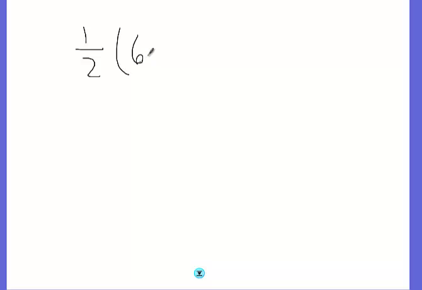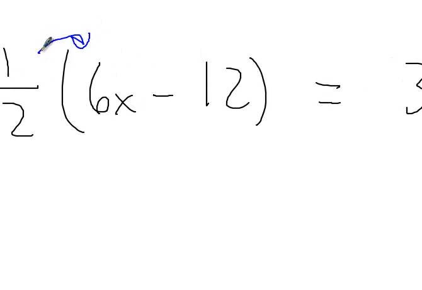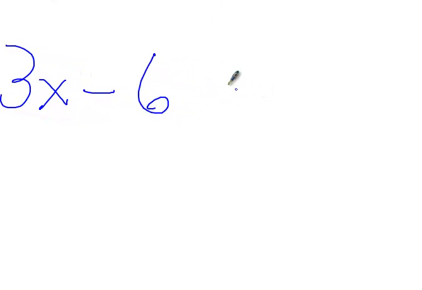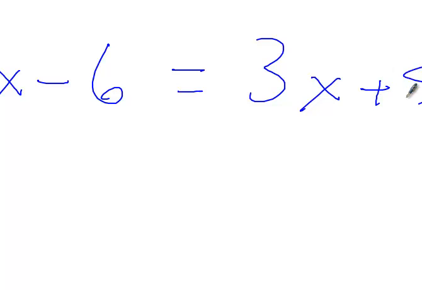All right. So this problem I'm going to do is going to be a little different. We have 1/2 times the quantity 6x minus 12 equals 3x plus 5. Again, the first rule of solving an equation is simplifying both sides. So we can distribute this 1/2. 1/2 times 6x is 3x, because multiplying by 1/2 is the same thing as dividing by 2. 1/2 times negative 12 is negative 6, which is equal to 3x plus 5.